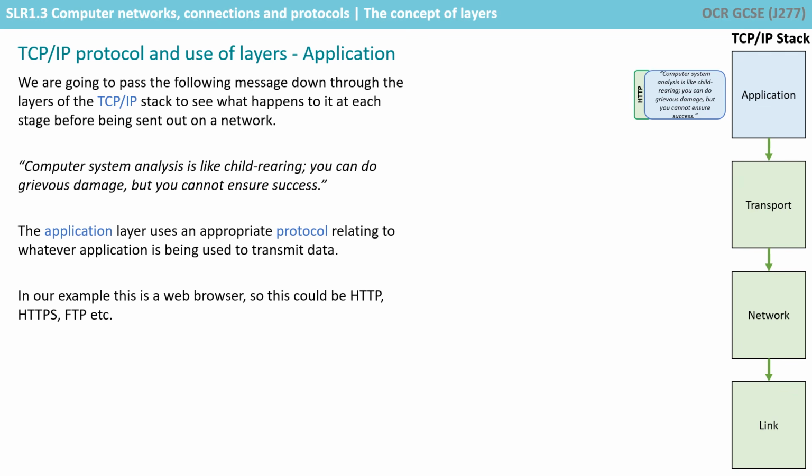The first layer it has to go through is the application layer. As the name suggests, this layer uses an appropriate protocol relating to whichever application is being used to transmit the data. So for our example, we're going to assume this is a web browser. So the protocol could be HTTP or HTTPS. You can see there's our message plus a header, which in real terms will be additional ones and zeros added to the packet of data, so we know what application is needed to process the data once it reaches the other end.